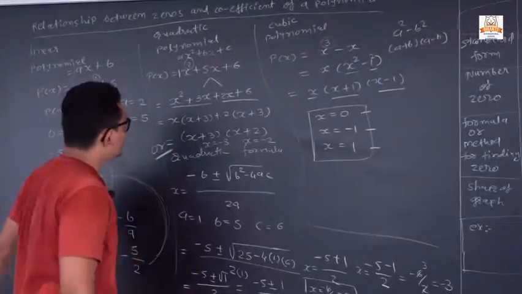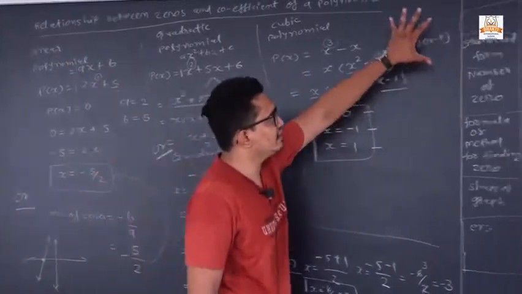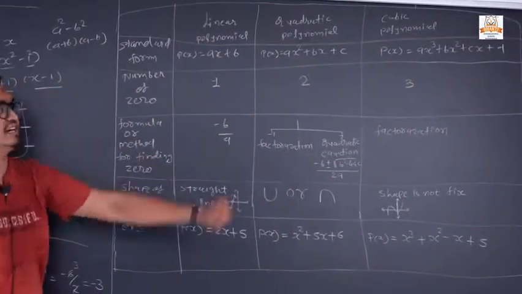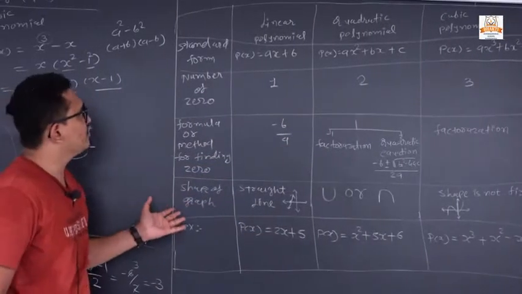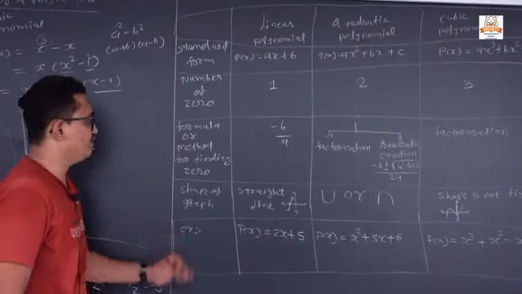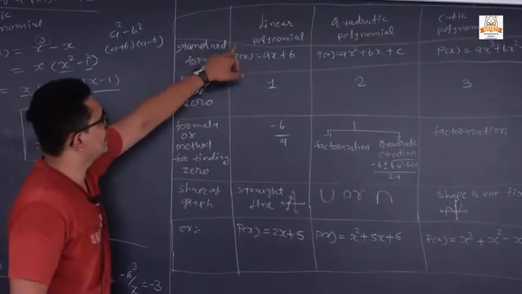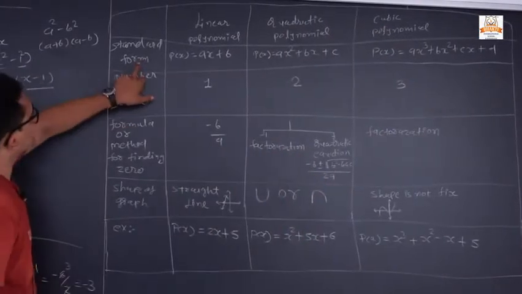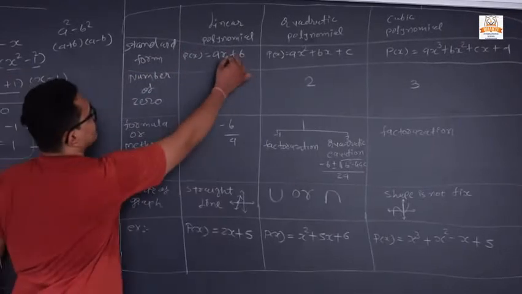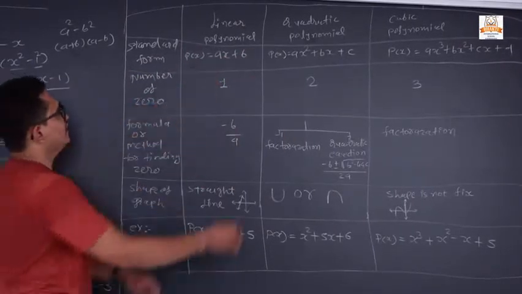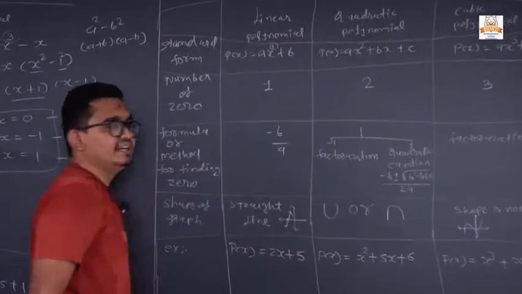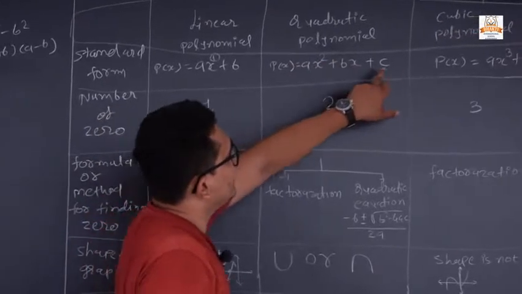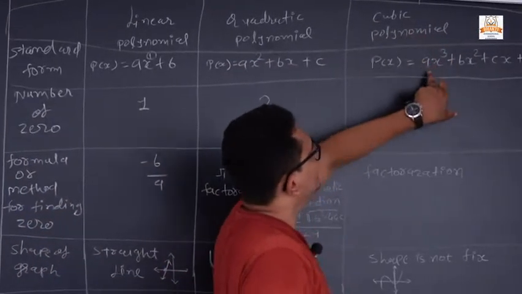Now to summarize all this, we can make one chart. From that chart you can easily understand how many zeros there are, what the standard form is, and what the shape of the graph is. So for that we make the chart: linear, quadratic and cubic. First, the standard form of a linear polynomial is ax plus b, because its highest degree is 1. Here the degree is 2, so it is a quadratic polynomial, and here the maximum degree is 3, so it is a cubic polynomial.